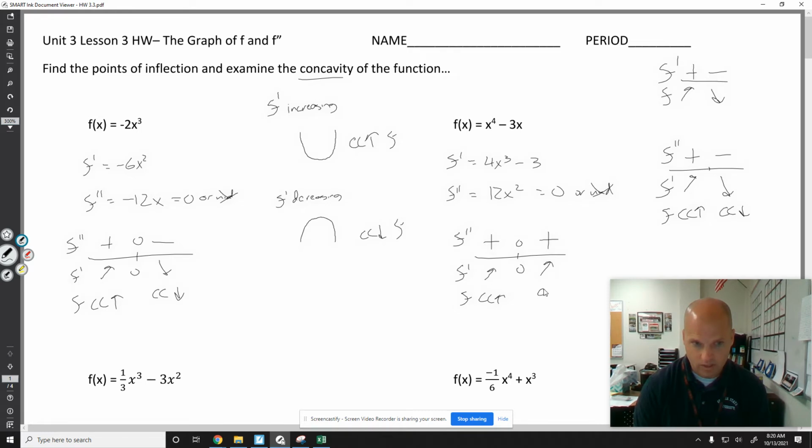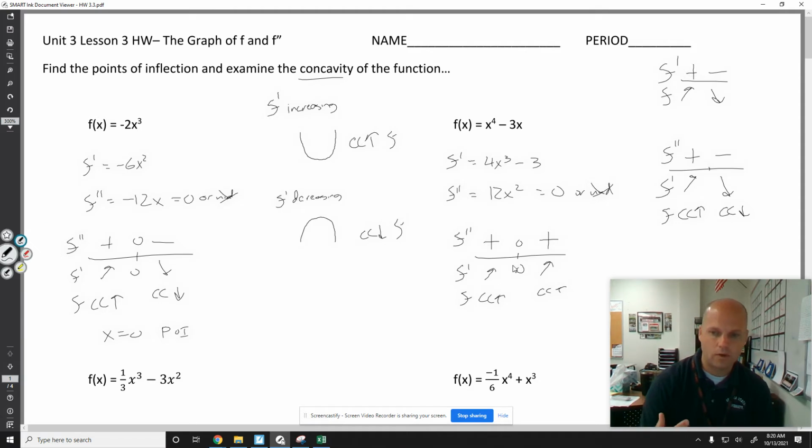No concavity, concave up. Here I say x equals 0 is a point of inflection. x equals 0 is not a point of inflection. x equals 0 is a point of no concavity, but we are not changing our concavity, so we don't have a point of inflection. And I'm going to write that down. x equals 0: not a point of inflection, but is a point with no concavity.